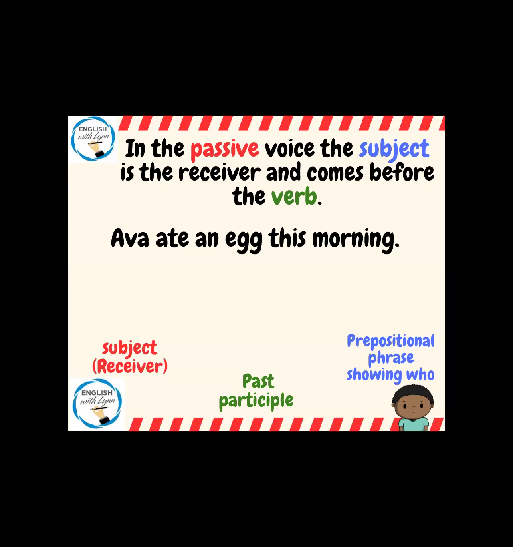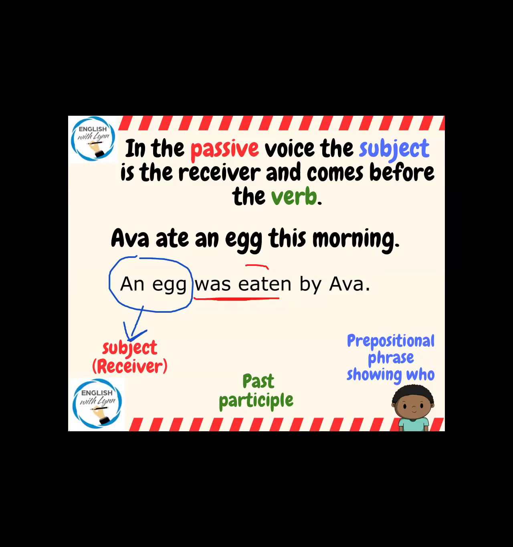And then I'm going to put Ava's name, and I'm going to put it as a prepositional phrase at the end. So by Ava. So I then have my complete sentence there. An egg was eaten by Ava. So this is my subject. It's the thing that has been eaten. It is the receiver of the action. I then have was eaten. So this is my verb chain, and eaten is my past participle.